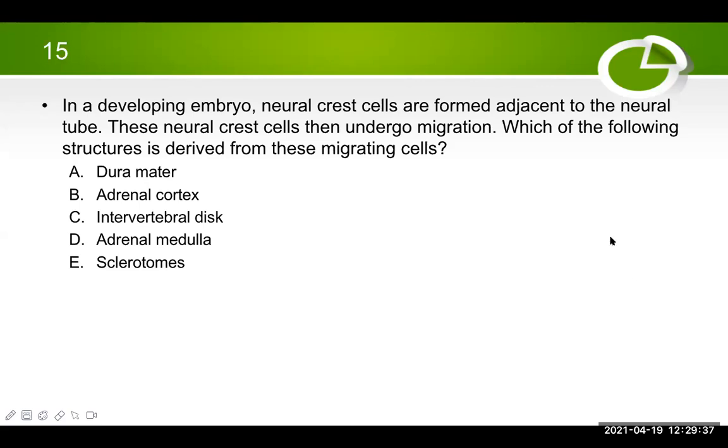Now see here. To answer this, you need to remember the derivatives of neural crest cells, and from this list, sympathetic neurons are derived from neural crest cells, and the adrenal medulla is a modified form of sympathetic neuron. Regarding the meninges, arachnoid and pia mater are definitely derived from the neural crest cells, but dura mater is not. So the answer is D here, adrenal medulla.